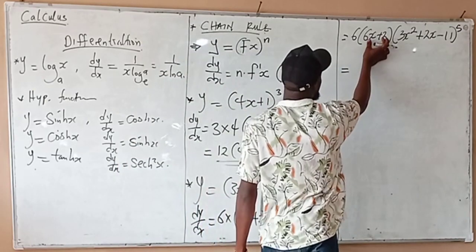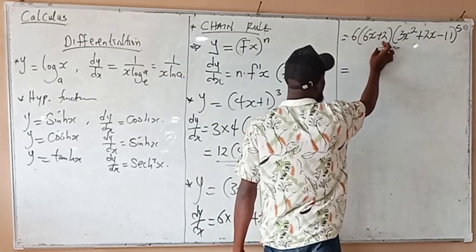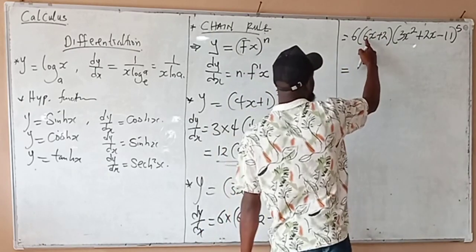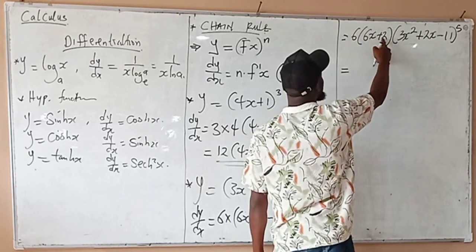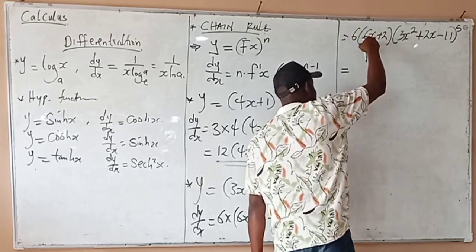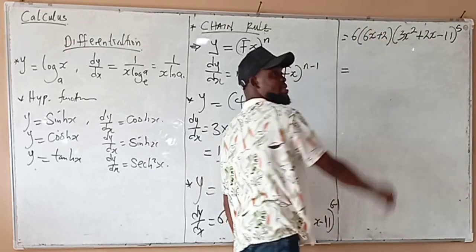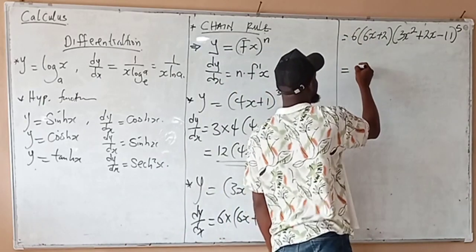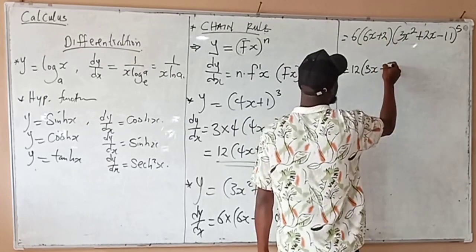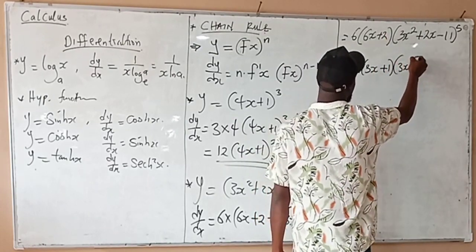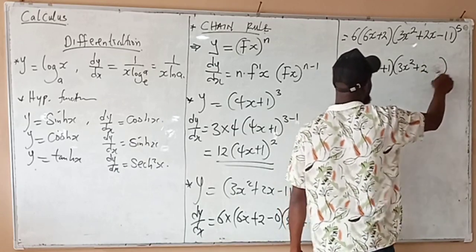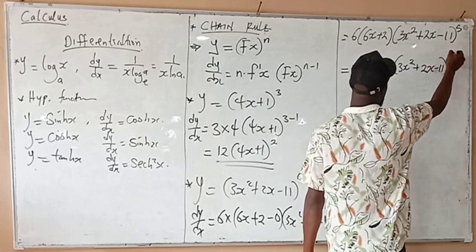But if you wish to factor out the common terms, you are free to do so. The common term between this 6 and this 2 is 2. So factor out 2 from the 6: 6 times 2 comes 12. Then 6 divided by 2 times 3 is 3 divided by 2 times 1. Then 3x squared plus 2x minus 11 raised to power 5.